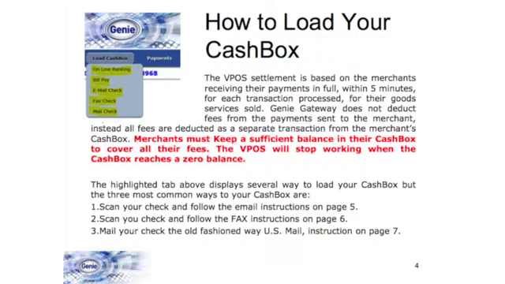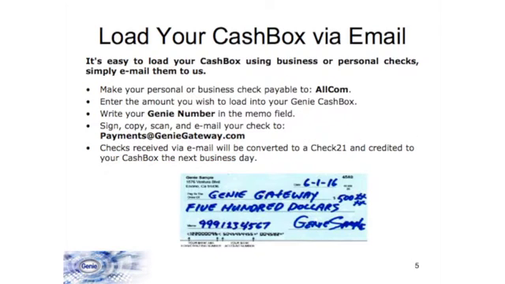Scan your check and follow the fax instructions on page 6. Mail your check the old-fashioned way, U.S. mail, instructions on page 7. It's easy to load your cash box using business or personal checks.